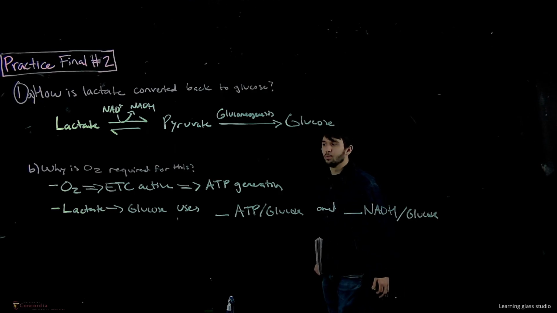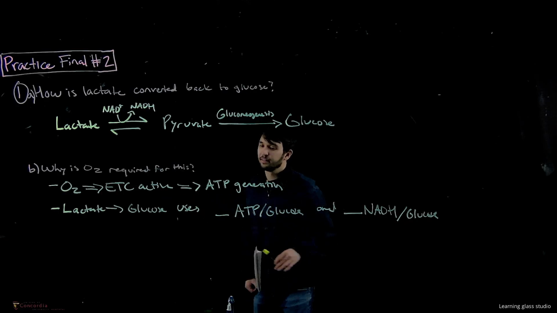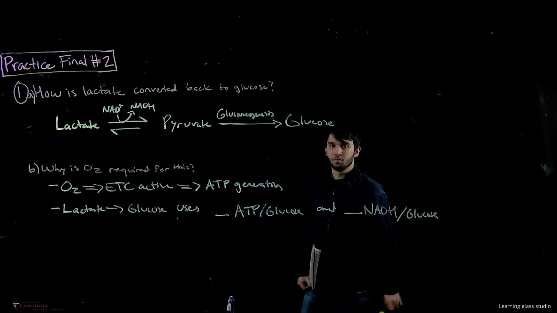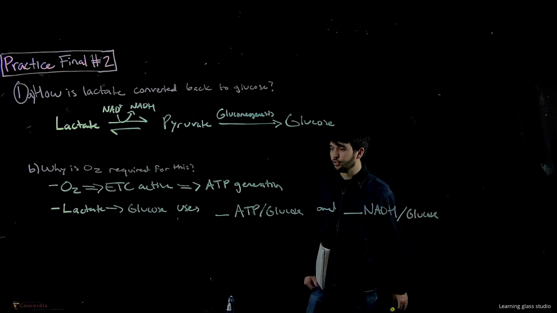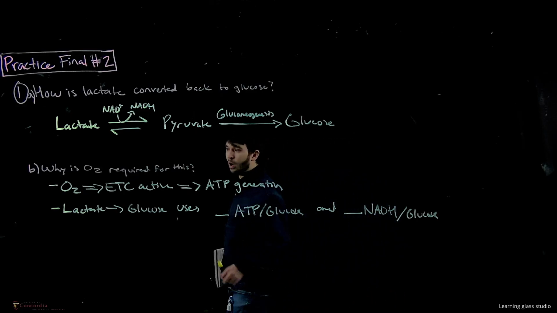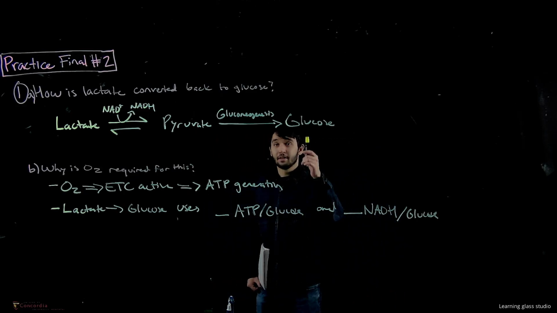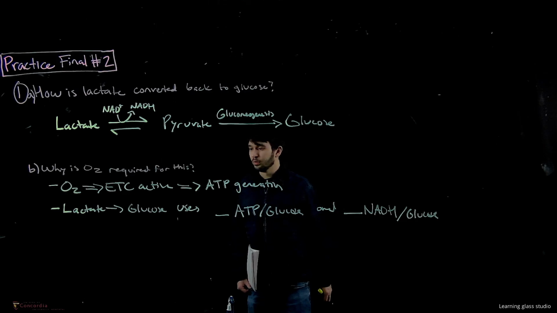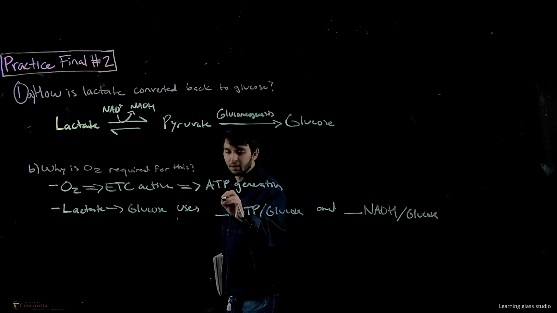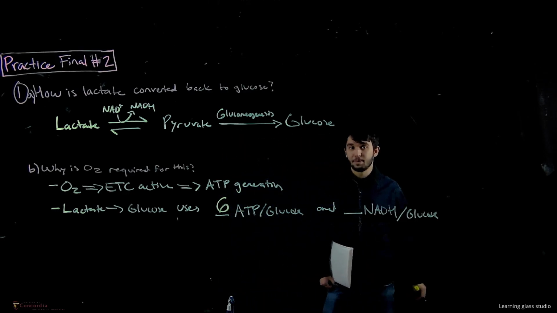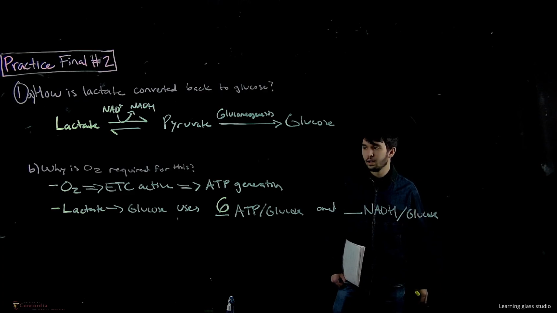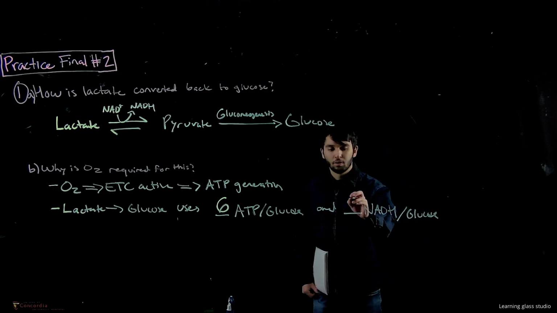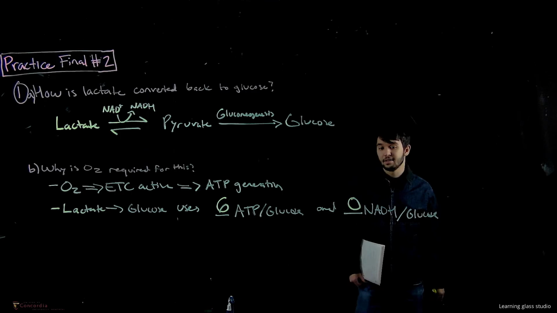But there's another reason why oxygen is required for this. Oxygen indicates that the electron transport chain is active, which leads to ATP generation. So why exactly is ATP needed for this? It's because gluconeogenesis, remember, requires a lot of ATP to make one glucose. So lactate to glucose uses actually 6 ATP per glucose, right? However, this will lead to no net NADH loss.